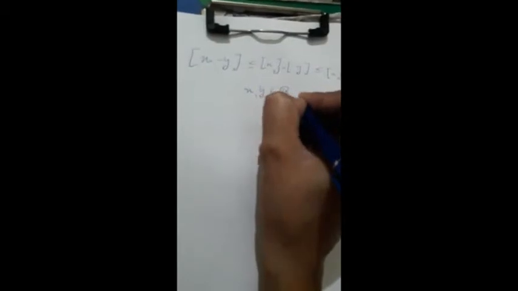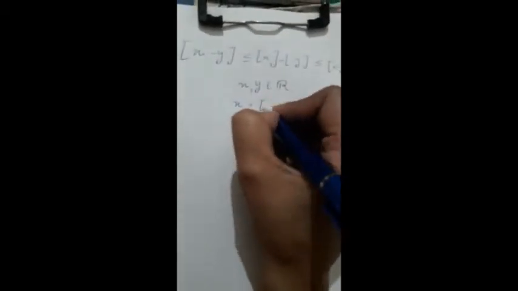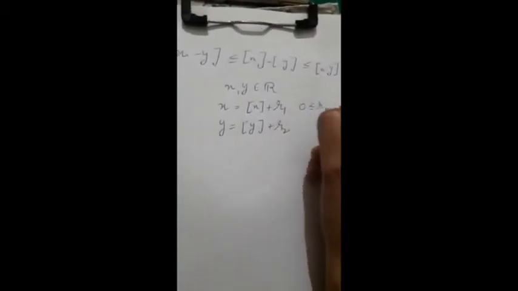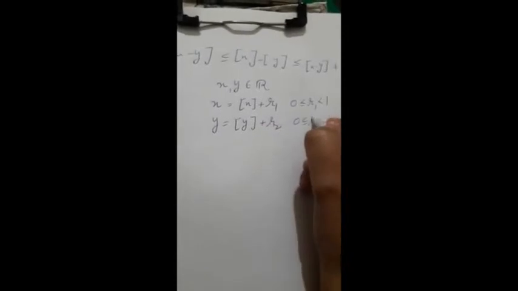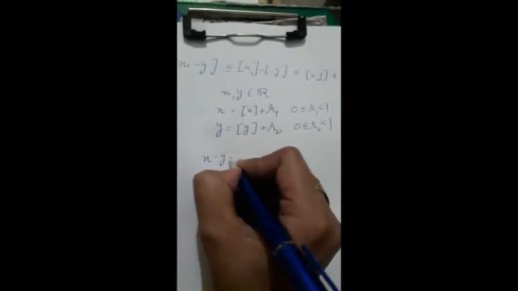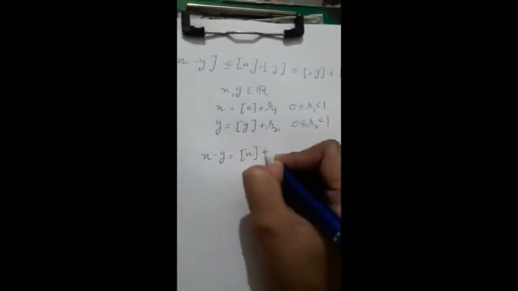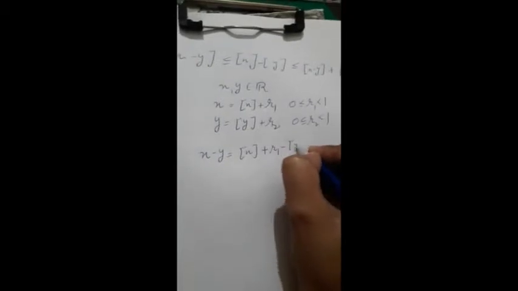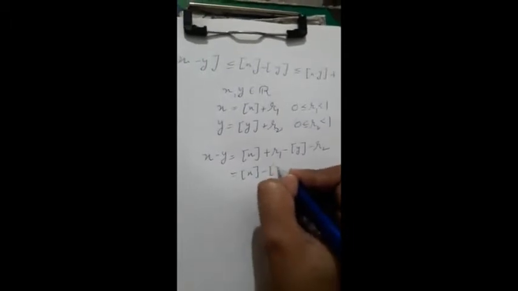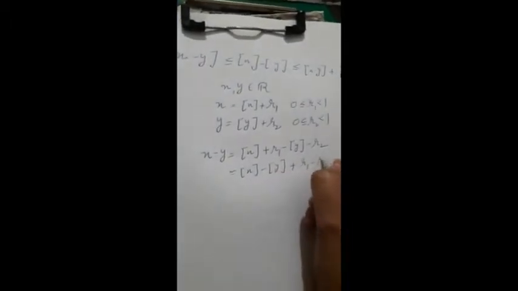So now we are having two real numbers, x and y. So therefore x can be written as greatest integer x plus its fractional part r1, and y as greatest integer y plus r2. r1 and r2 satisfy the conditions 0 less than or equal to r1 less than 1, 0 less than or equal to r2 less than 1. We take their difference x minus y, that is greatest integer x plus r1 minus greatest integer y minus r2, that is greatest integer x minus greatest integer y plus r1 minus r2.